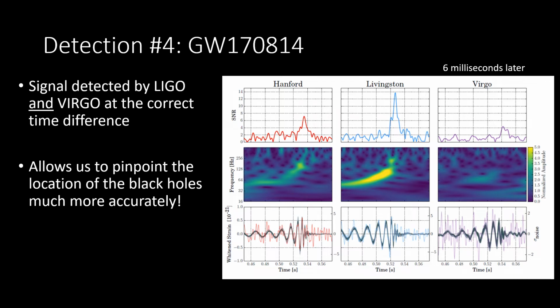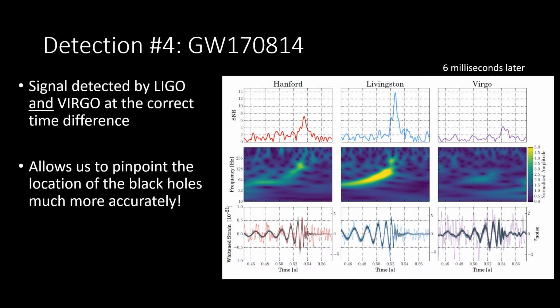So this again was 2 black holes colliding with one another. And on the right-hand side, you can see the signal from each of the detectors. The one on the left here is the Hanford, Washington signal. The one in the middle is Livingston, Louisiana. And the one on the right is the Virgo detector over in Europe.